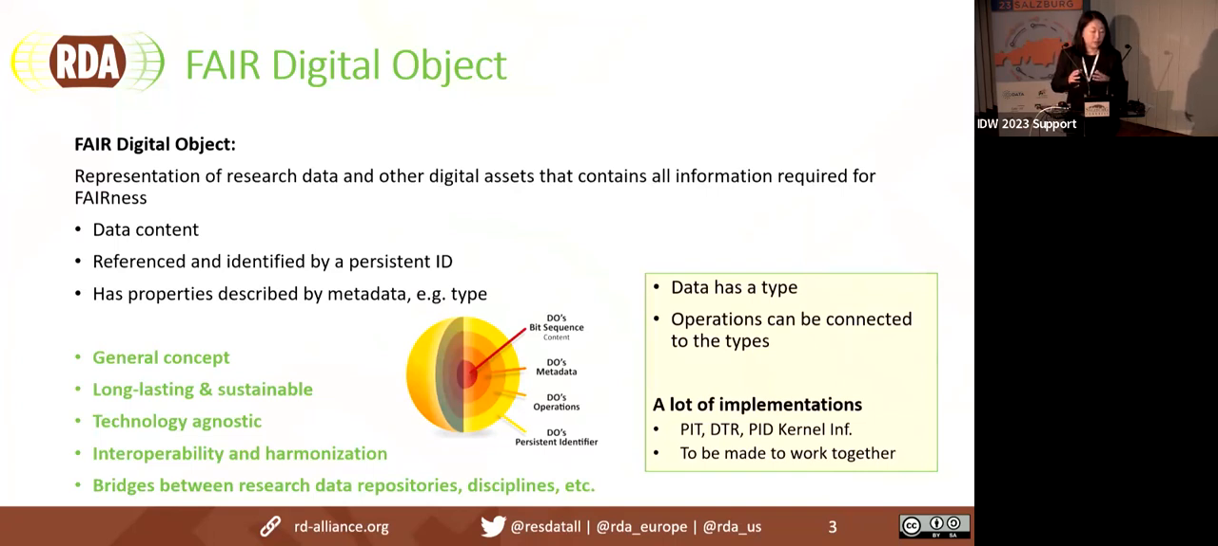And for an FDO, we talk about the data content. It can be the activity of the data content or some link to the data content. It's referenced by a PID, which can identify the data content. And there are some other properties described by metadata. For example, type may be an example part of the metadata. Because if we have a type, we can do some actions according to the different types.